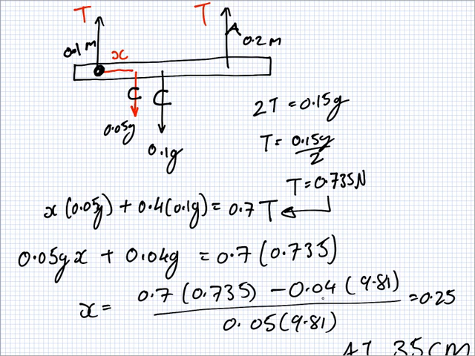Okie dokie. What's next though? Wait, how did you get 35? 35? 25? Well, yeah, but the 25 is from the string, so it'll be at the 35 centimeter mark on the meter stick because we're at... Oh, yeah. Yeah.